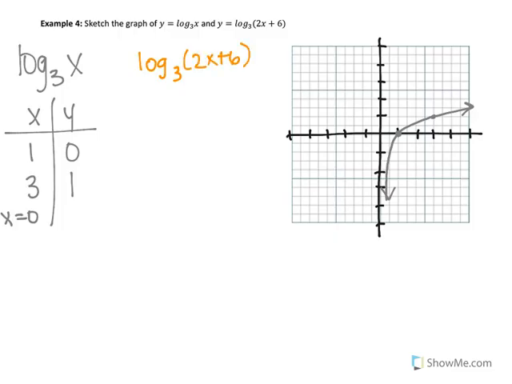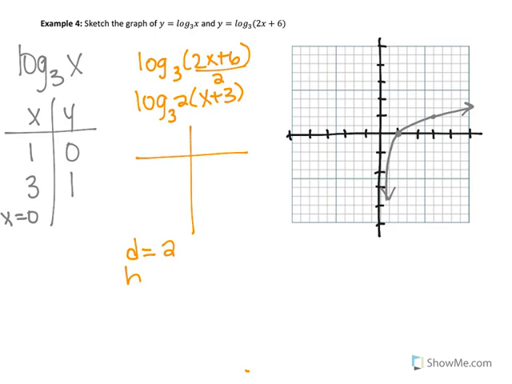So first of all, we're going to have to rewrite this. So log base 3, and we're going to take a 2 out, so 2x plus 3. So we're going to figure out what our values are. Our d value is going to be 2, and our h value is going to be negative 3. Our c value is 1, and our k value is 0. So we're not doing anything to the y values, but our x values will be changed by a factor of 1 over 2, so x divided by 2, and then we are subtracting 3 from it.